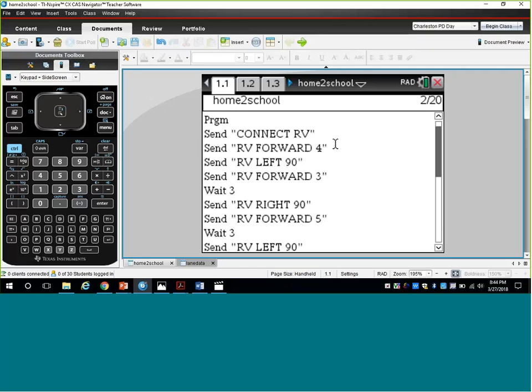Basically, with this program, all I had to do was move forward, and then you'll notice that there's a 4 after it. There are some default units that are used. The default unit is centimeters, and every one unit is 10 centimeters. So when I say forward 4, it's going to go 40 centimeters. And when you turn left or right, it needs an angle measure with it. So when I have that 90 after left, it's going to turn left 90 degrees. So degrees is the default.